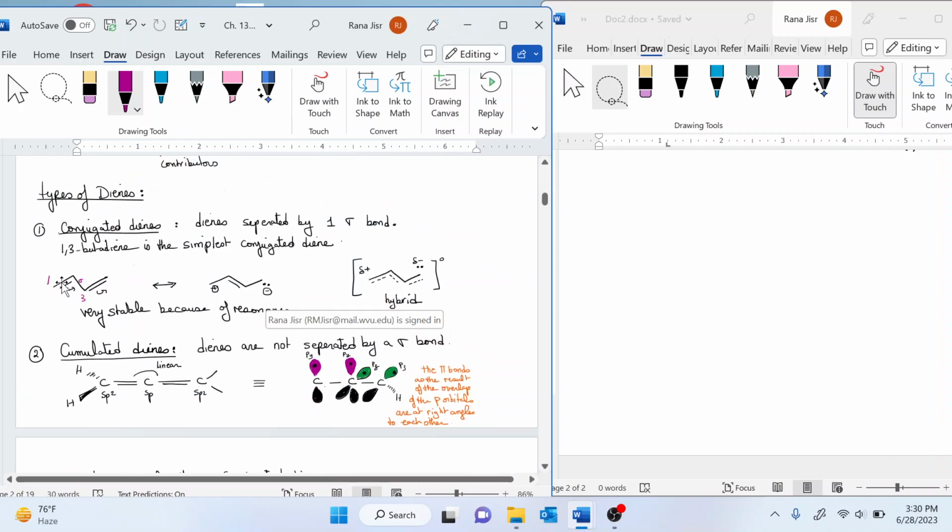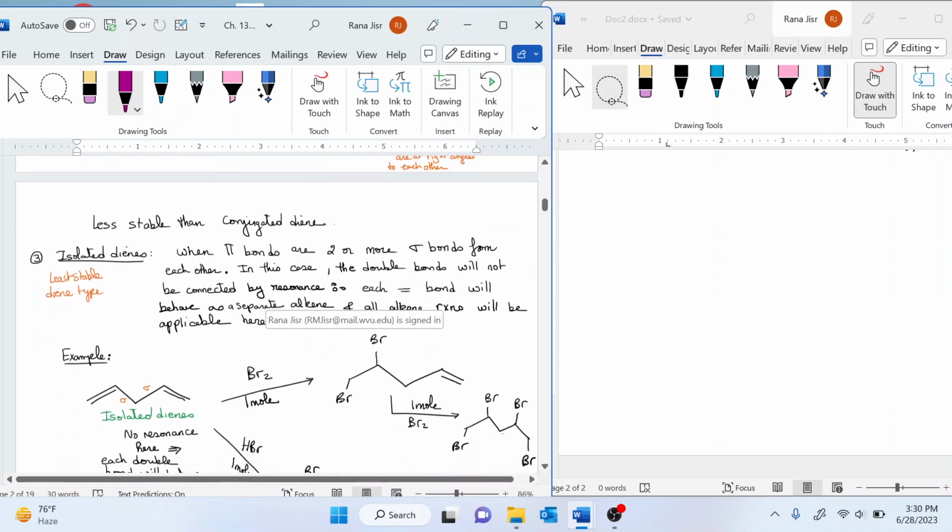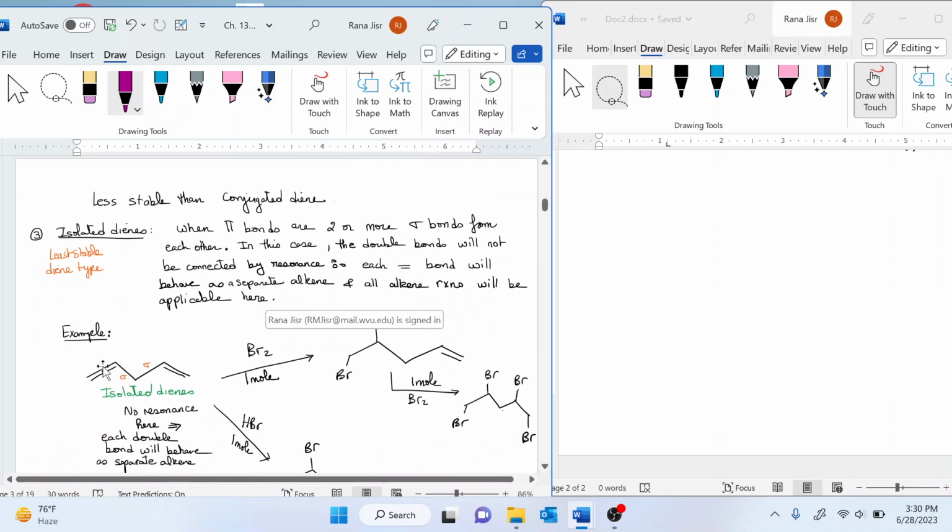conjugated dienes where the double bonds are separated by a sigma bond. Here, these are conjugated, so you cannot move one without moving the other because you do have four p orbitals in there and electrons are delocalized. But in the isolated diene, each double bond is separate.